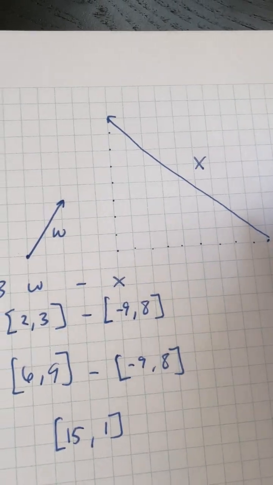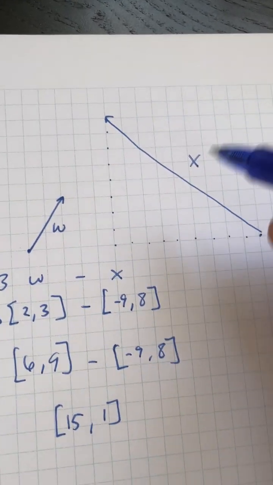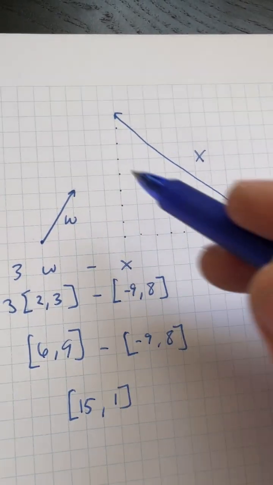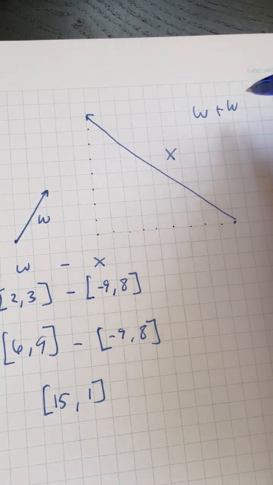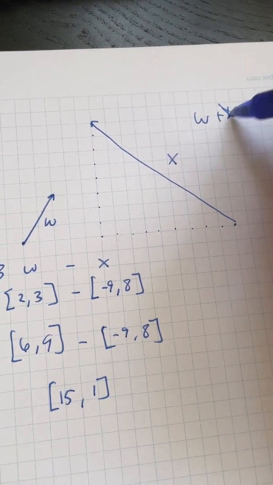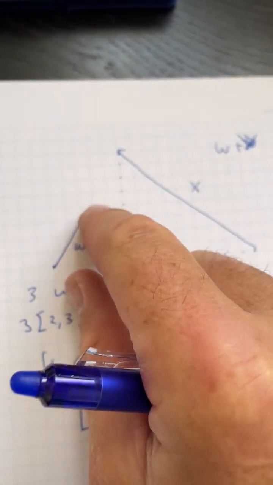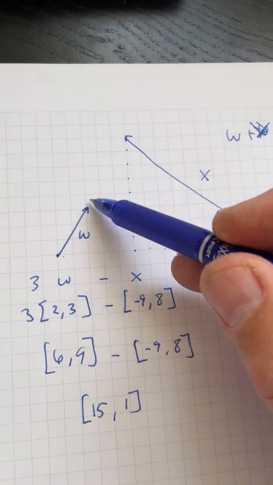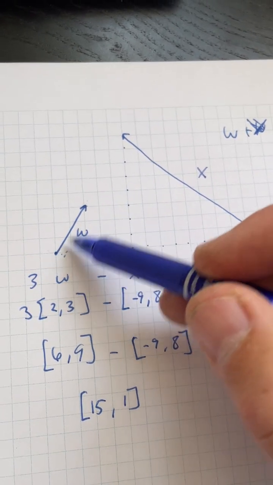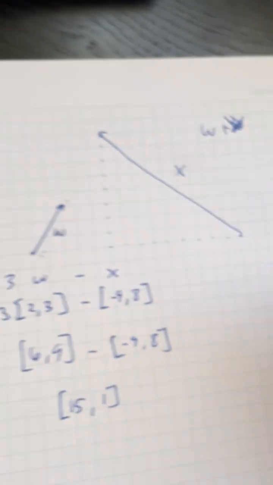For example, if I was doing w plus x, which I'm not, I would have to write these head to tail. I would have to draw w and x so that they're head to tail. This is the head and that's the tail, the beginning and the end. So I need to pick this up and put it over here.